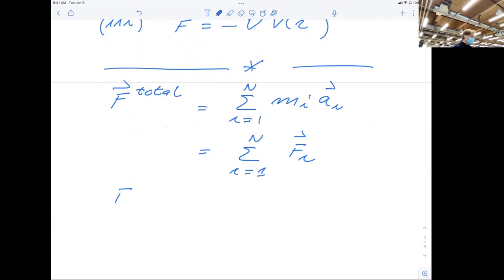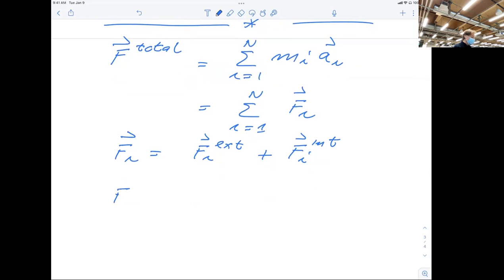And each individual object in the system has an external force. So this could be a potential it is moving in, an external potential, plus some internal forces, which we just wrote as an internal force F_i. And this F_i internal, the internal forces, is now given by a sum over j different from i. So these are all the other objects. And this is given by some kind of force F_ij.